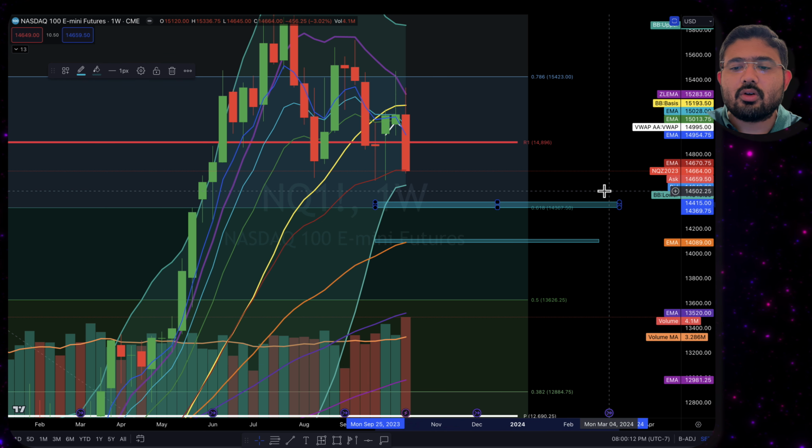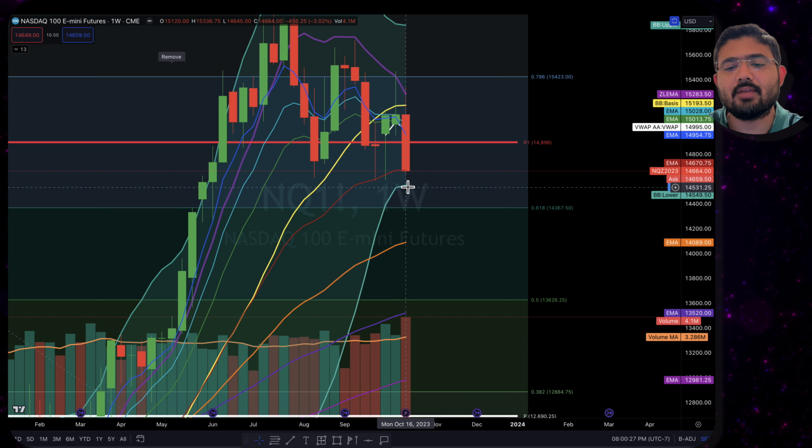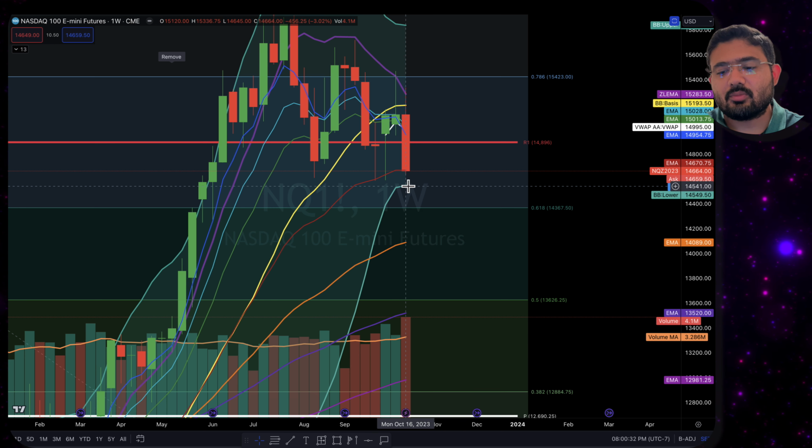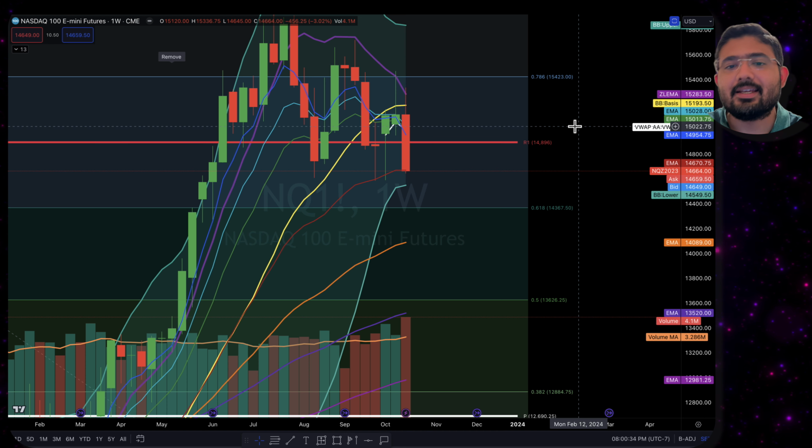So on a very near term basis, what I think is going to be the support is the lower end of the Bollinger Band. So expect the markets to touch this lower end of the Bollinger Band, that is this level, in the coming week anytime. So this is my take on weekly analysis.